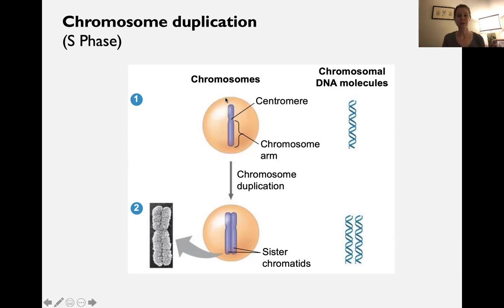So you're going to start out in the cell. So before S phase happens, this would be, say, the nucleus of a cell. You have one chromosome here that needs to be copied. So an exact copy needs to be made of that. So chromosome duplication happens. That's what we have here. The chromosome is duplicated, and now you have two copies of the exact same genetic information. Those are the sister chromatids.